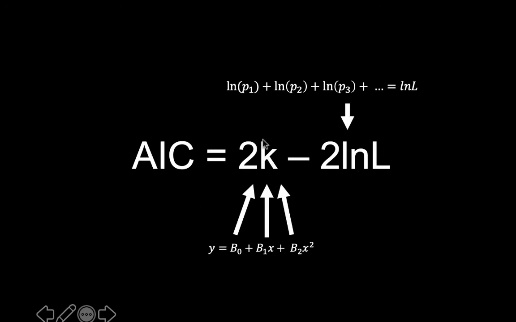And then this k here, this actually just comes straight out of our model. So here we fit a quadratic model. So we've got an intercept, we've got a linear term, we've got a quadratic term. So k here would be equal to 3.